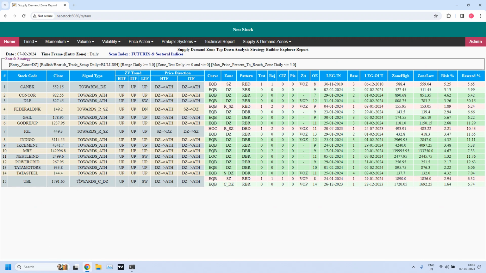UBL is currently moving towards the demand zone, but this is within the 5% level. Already they are coming from supply zone. See, supply zone is already tested and pending orders pushed the price.